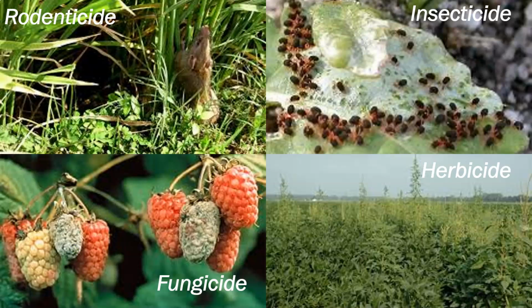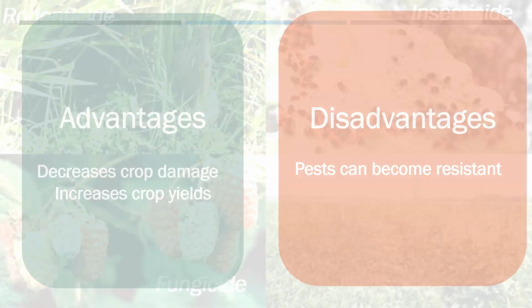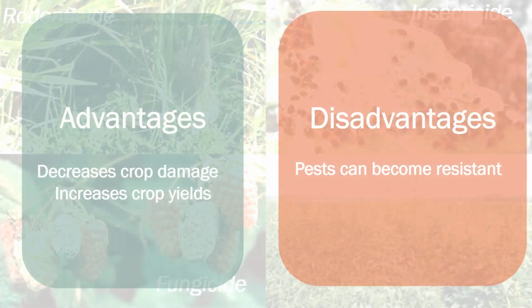So here's a couple different methods of pest control. We have rodenticide for rodents, insecticide for insects, fungicide for fungus, and herbicide for weeds. So the advantages and disadvantages of using pesticides, that's the overall term for the different classes of things with side at the end, is that they decrease your crop damage and they increase your crop yields because you don't have pests. The disadvantage here is that with repeated use, your pests can become resistant.